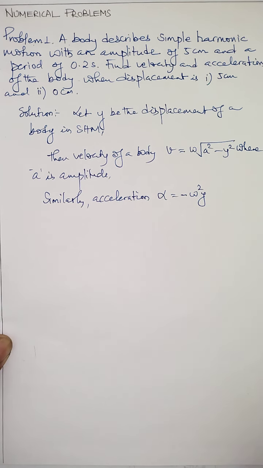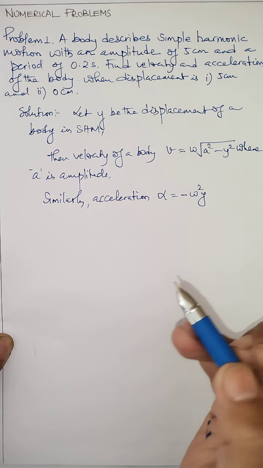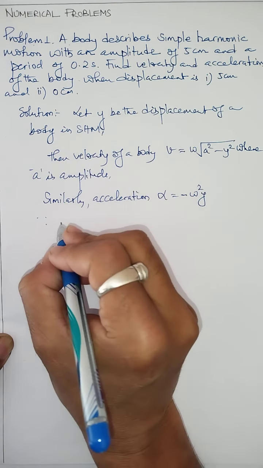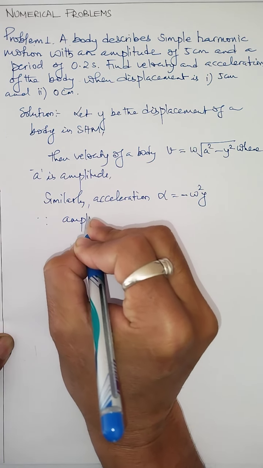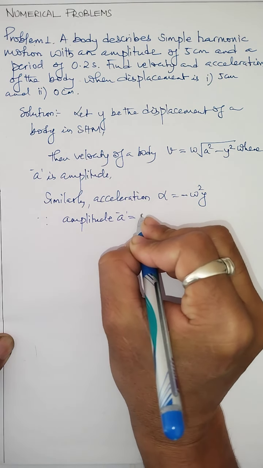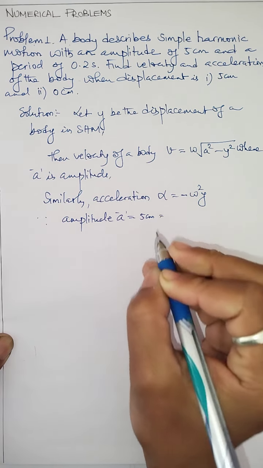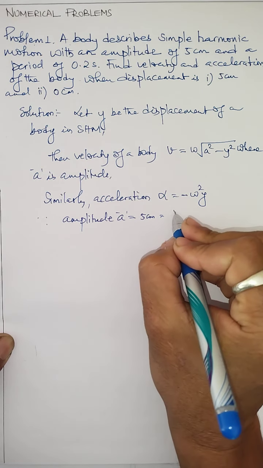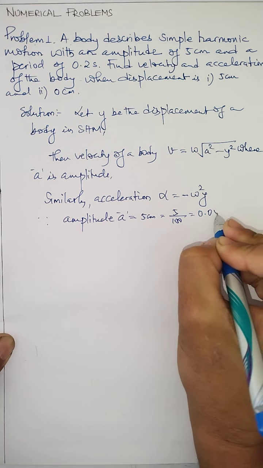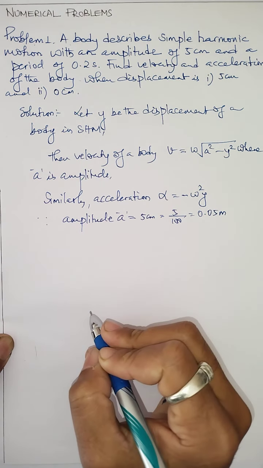Now in the question, we know the amplitude. The amplitude is given as 5 centimeter, so I write a equals 5 centimeter. But children, I convert this centimeter into meter. So 5 divided by 100 means 0.05 meter. So this is the amplitude.